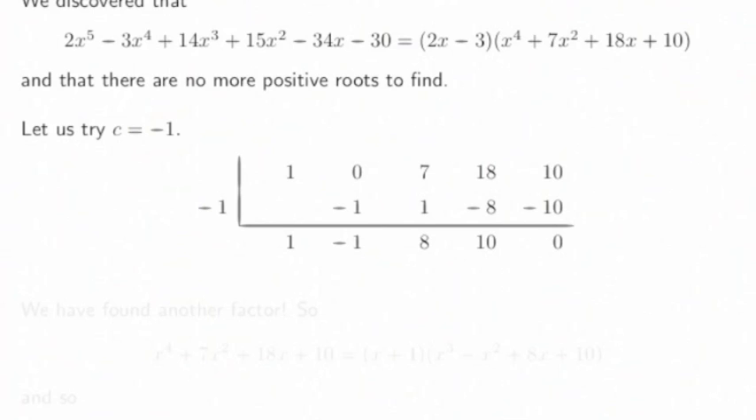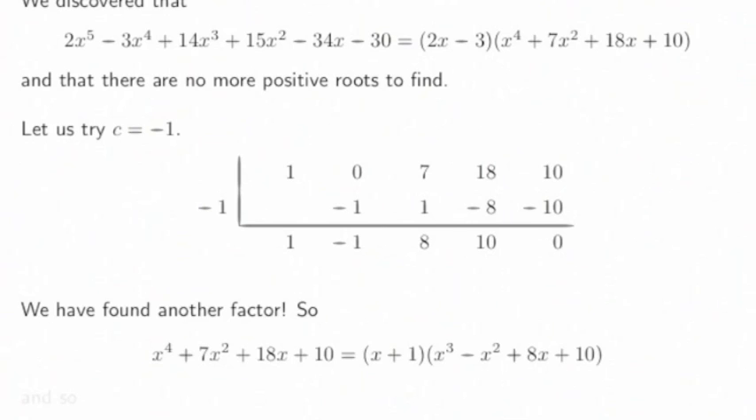Let's try minus 1. If we divide by x plus 1 using synthetic division, we get this, and if we look at the lower right, we'll see the remainder is 0, so we found another factor. Minus 1 is a 0, so x plus 1 is a factor. This fourth degree polynomial factors into x plus 1 times a cubic that has coefficients 1, minus 1, 8, and 10. And so that fifth degree polynomial factors into 2x minus 3 times x plus 1 times its cubic.